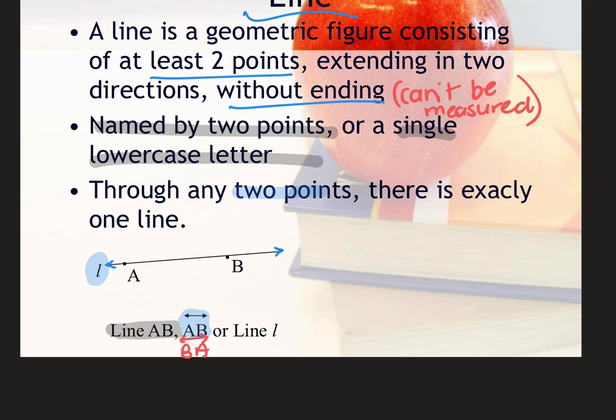Through any 2 points, there's exactly 1 line, and that means if I draw 2 points, you can only make 1 line that passes through that. You can't make any more than that, and you can't make any less than that. So there is exactly 1 line through any 2 points.